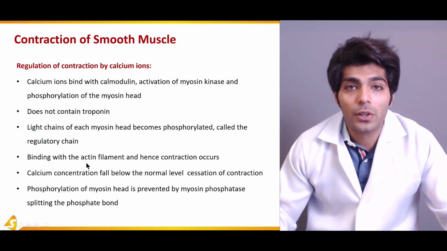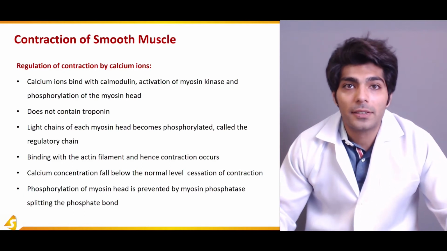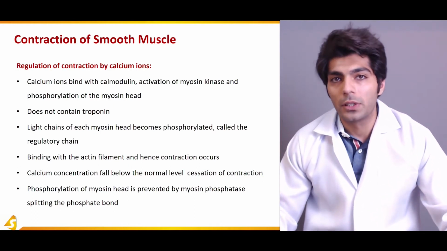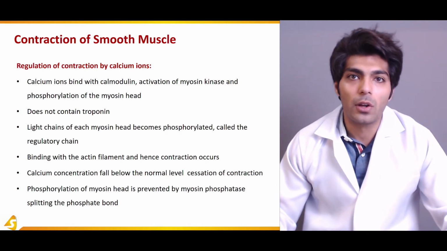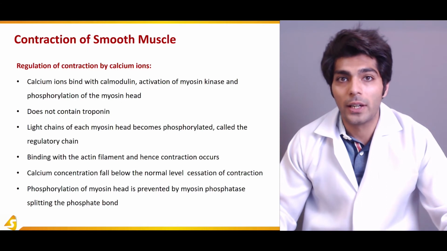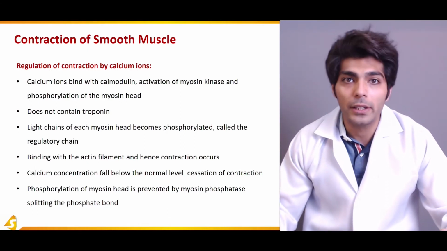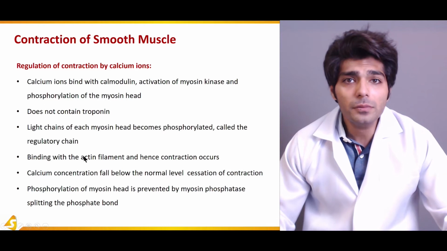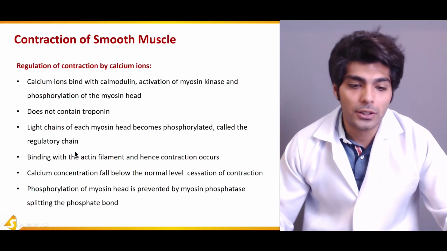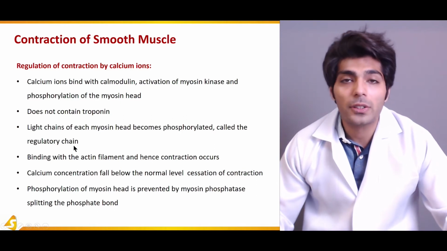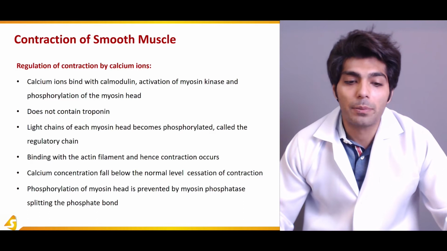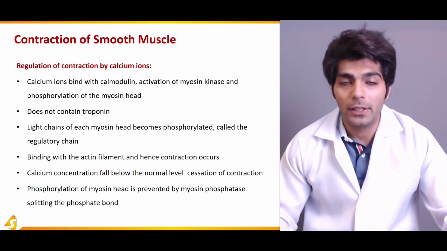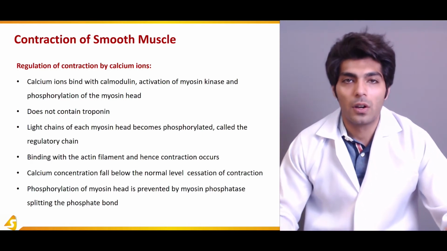When the calcium concentration falls below the normal level, there is a cessation of contraction. There is no calcium in the extracellular fluid to be transported through the receptors at the sarcolemma into the cell, or from the sarcoplasmic reticulum. There will be no phosphorylation, and no conversion of ATP to ADP. There will be no activation of myosin light chain kinase, and hence contraction doesn't occur. Phosphorylation of the myosin head is usually reversed by myosin phosphatase, which splits the phosphate bonds and converts the ADP to ATP. Hence the inhibition, or the relaxation, after the excitation occurs.